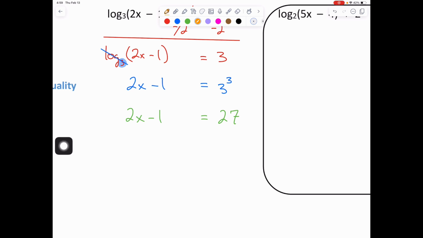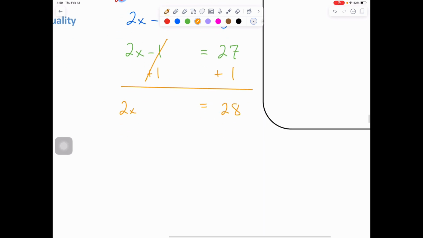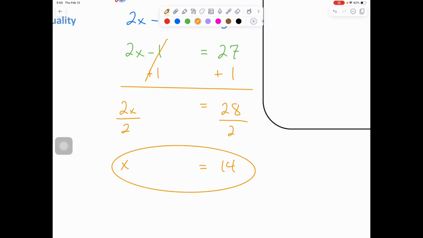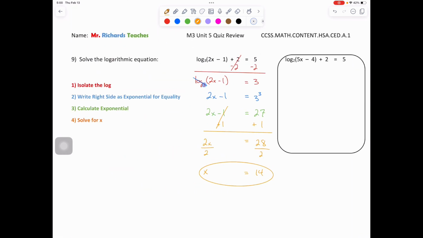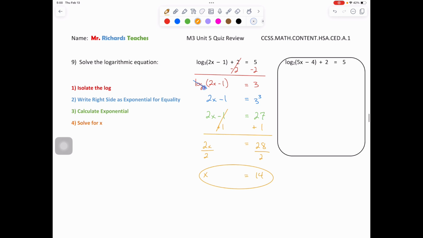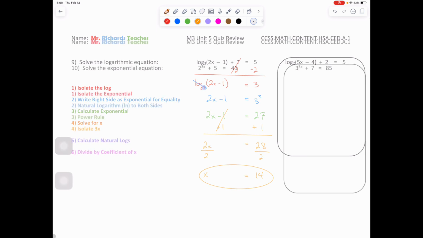What's hanging out with 2x? Yes, it's a minus 1. So what do we do? We simply just add 1 to both sides. Do a little computation. And 27 plus 1 equals 28. What are we dividing by? Yes, great job. It is the 2, giving us x equals 14. Go ahead and circle your answer, and at this time, zoom out, pause the video so you can practice yours.